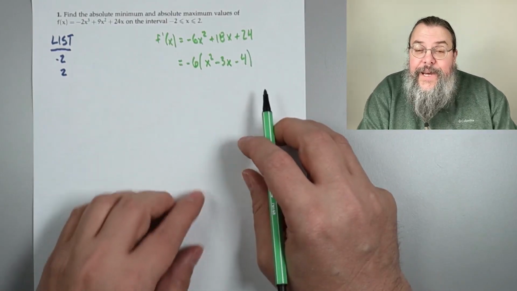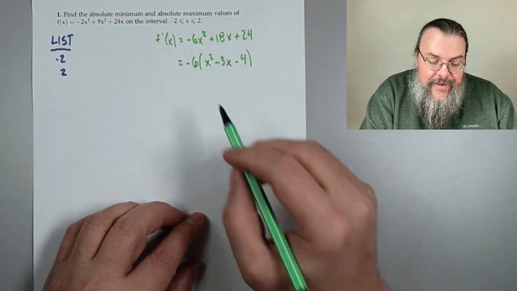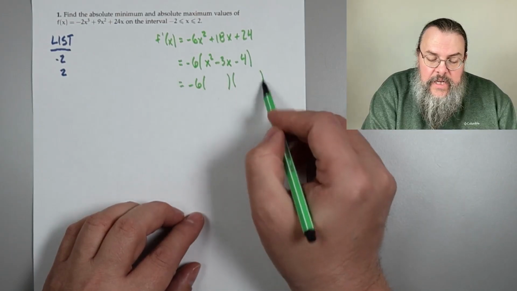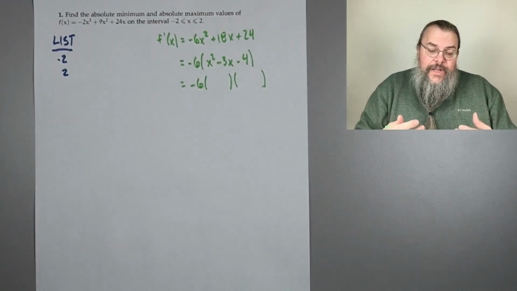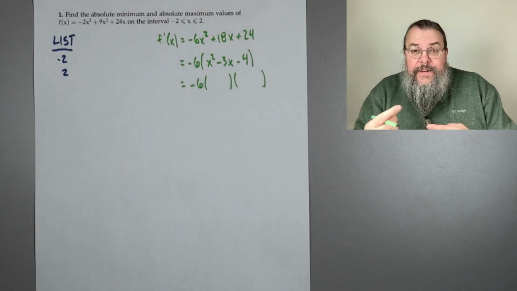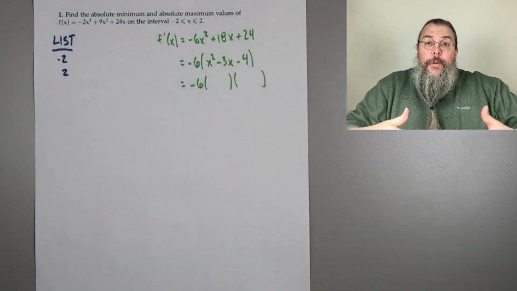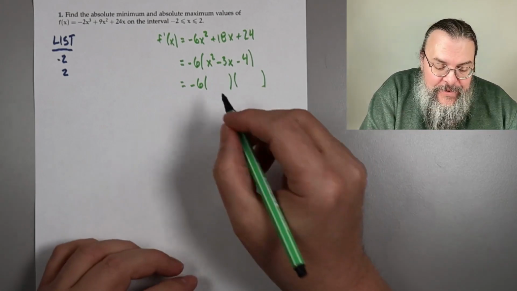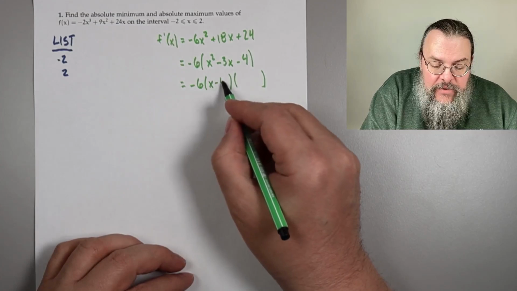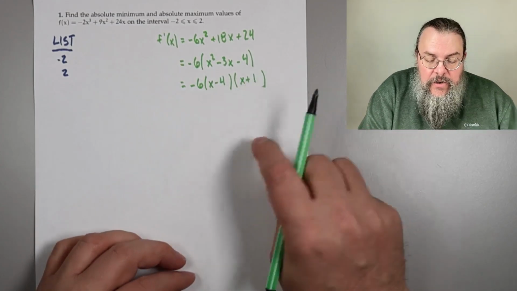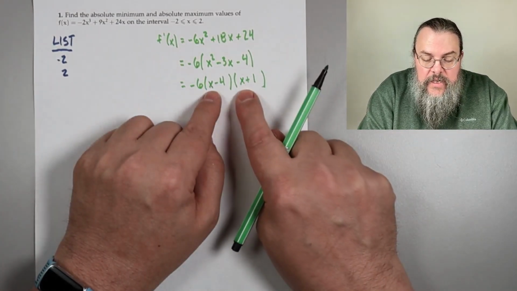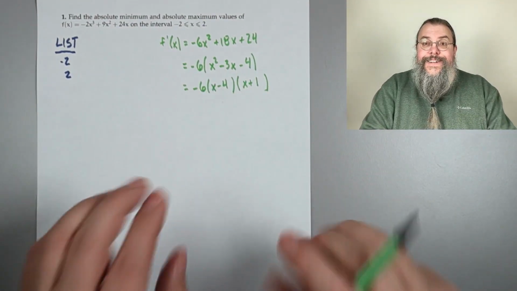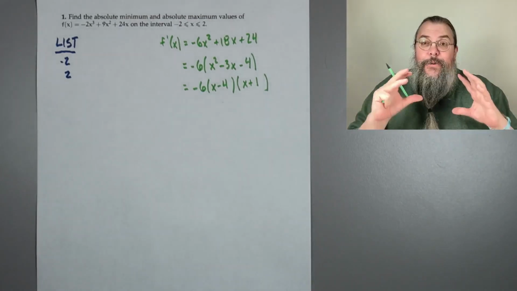Okay, now does this factor? I suspect it might. So I'm guessing it'll factor. Let's see, what do we need? We need two things that would multiply together to give us -4, because we have that -4. But when we added them, we got -3. I can think of two numbers that do that: x minus 4, x plus 1, right? Because you see x squared, good. And the plus x minus 4x is minus 3x, great. And minus 4. Nice!